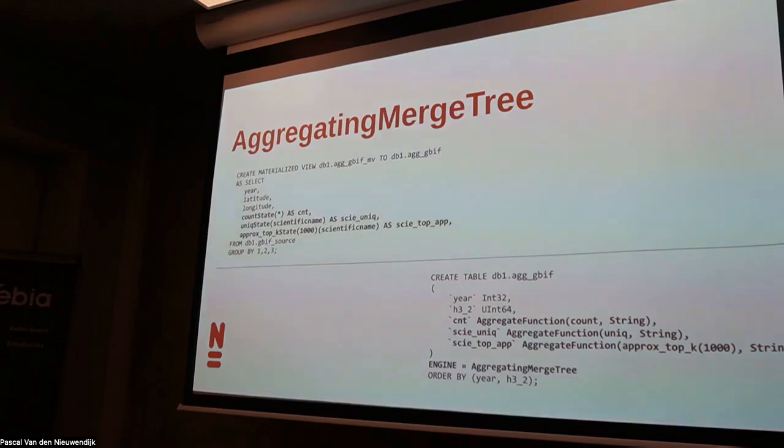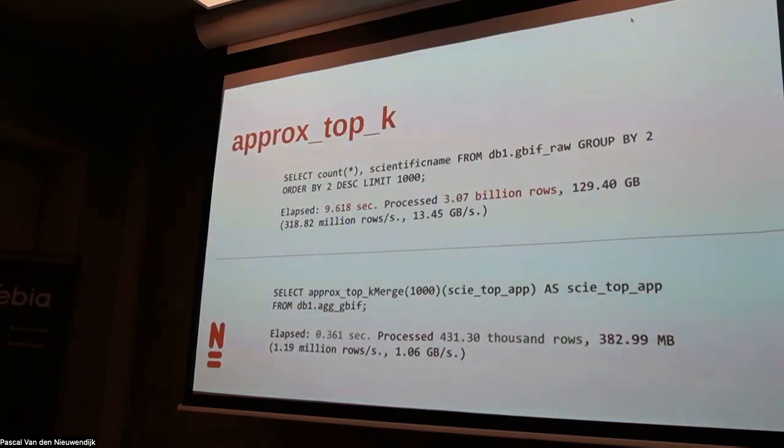So we use the AggregatingMergeTree from ClickHouse to store the location, the year, and the unique count of the various fields. This is the approx_topK function of ClickHouse that we use to get the top 1,000 scientific names or recorded by.